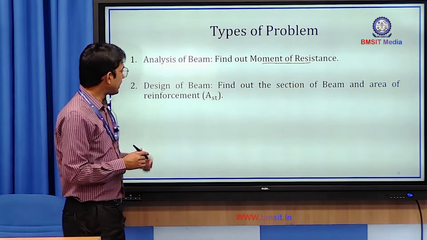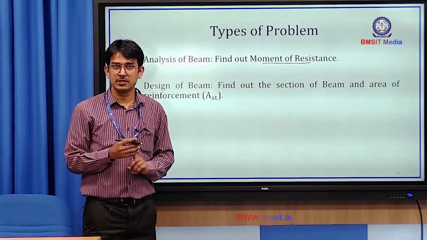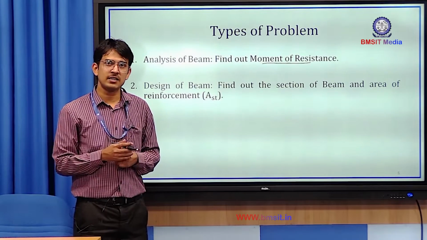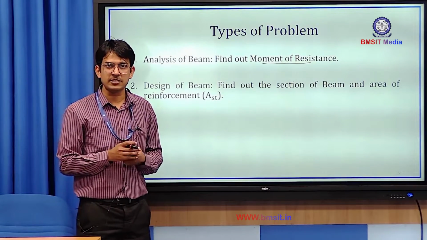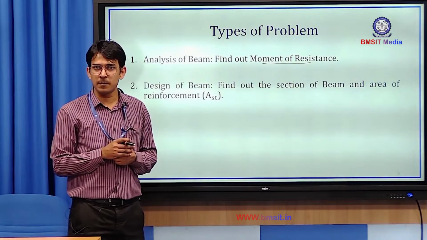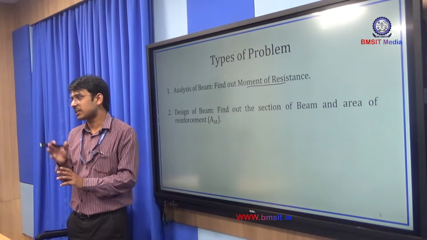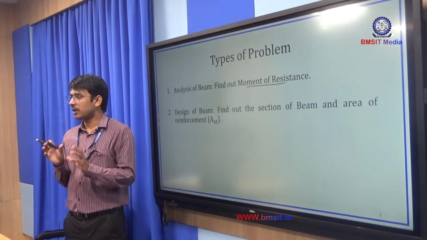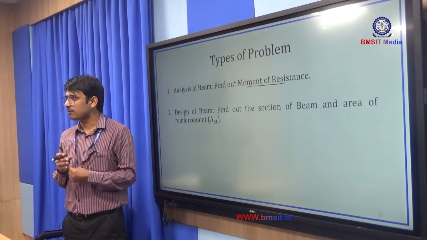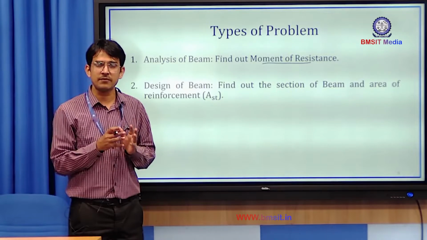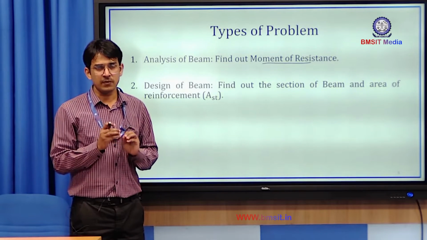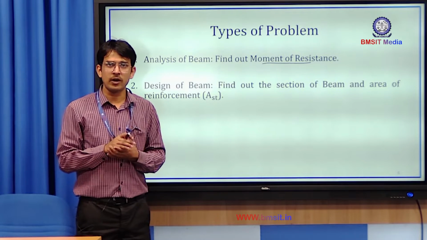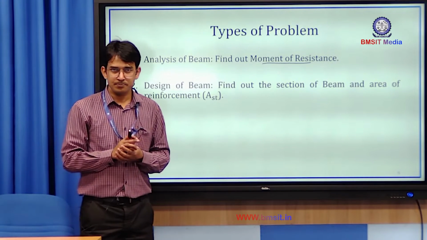So now when I come to the numericals, these problems convert into three types of problem. First type of problem is a purely analysis problem, in which we have the size of the section, we have the reinforcement, and we have to calculate the moment of resistance, and check whether the section is satisfactory or not as per the codal provision of IS 456.